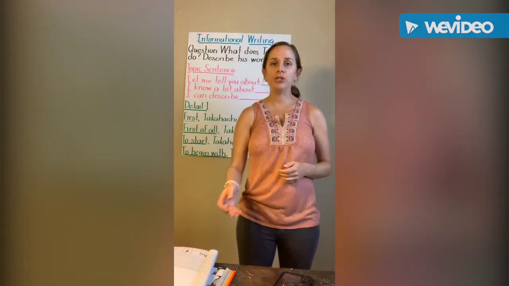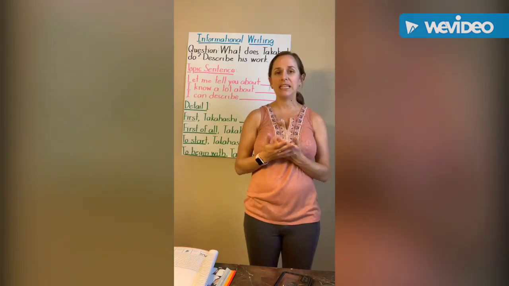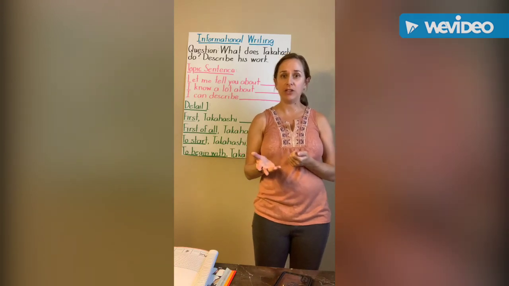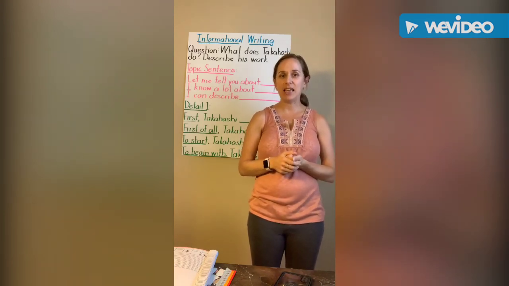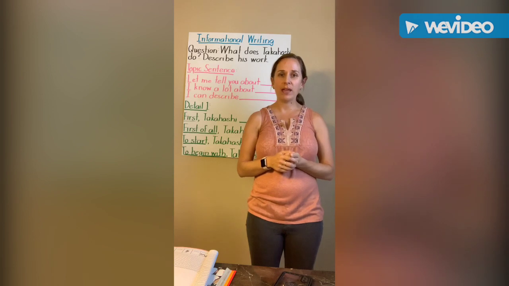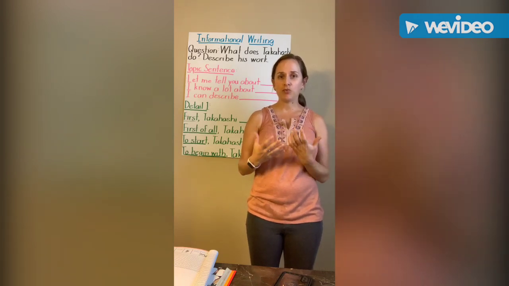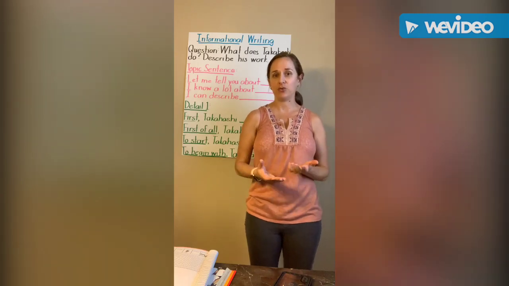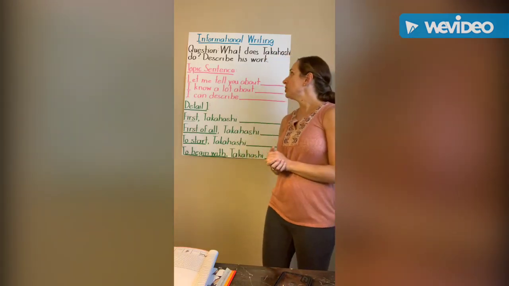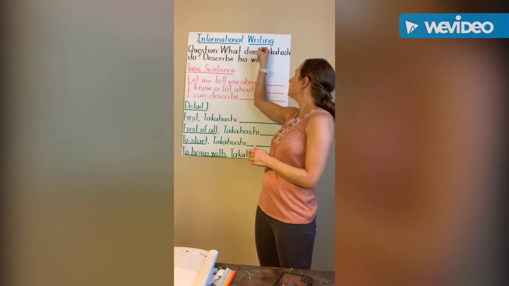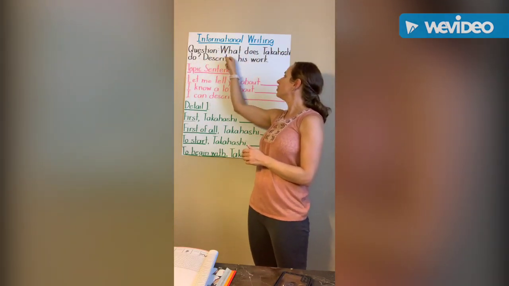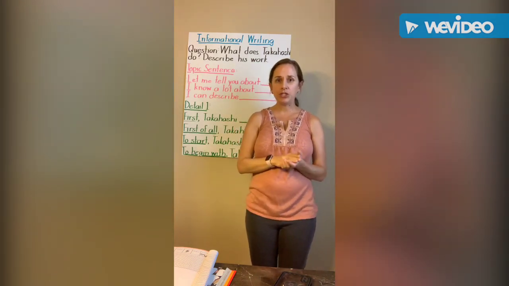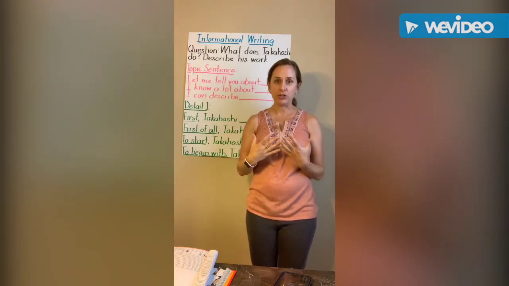So again, in order to do the journal today, you will have had to have listened to or read the story about the robot inventor Takahashi, because this informational writing that we're going to do today will be describing what he's done, the things that he's invented, the things that he's created. So our question for today says, what does Takahashi do? Describe his work.